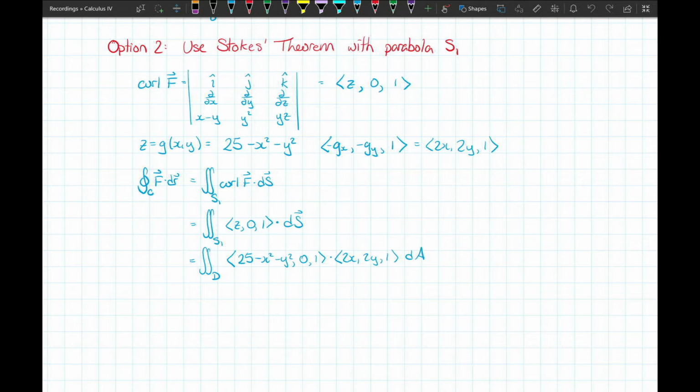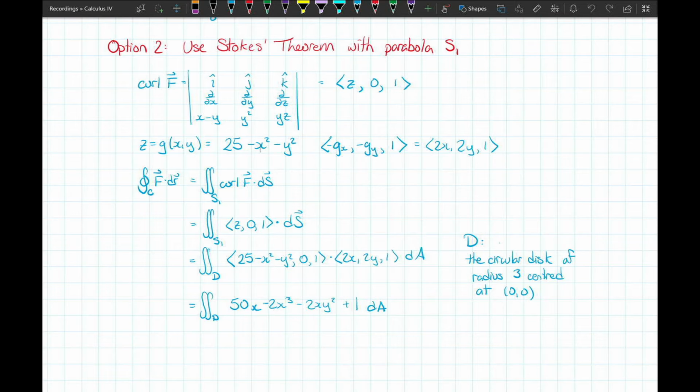Now we have a double integral. Remember that D is the region that we get by projecting this part of the paraboloid onto the xy plane. We've already seen the curve of intersection, so we already know that D is just a circular disk of radius 3 centered at the origin. Well, how bad is that going to be to integrate? Maybe we should try expanding that out first. After expanding the dot product, we have 50x minus 2x cubed minus 2xy squared plus 1.